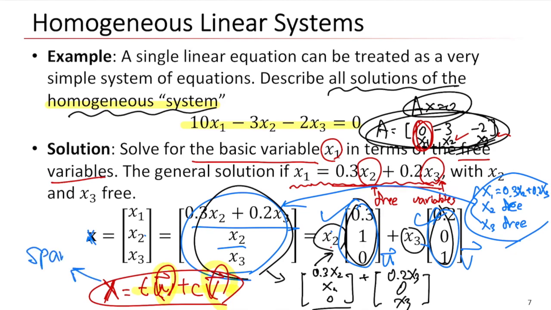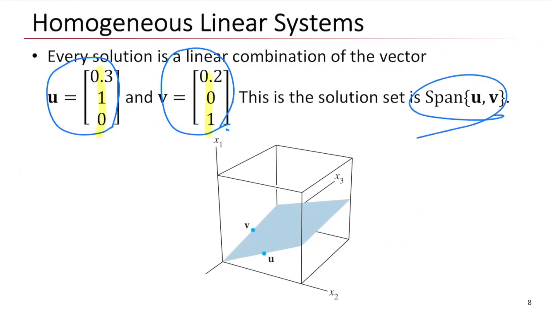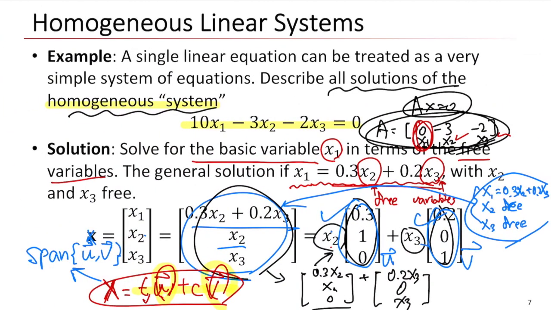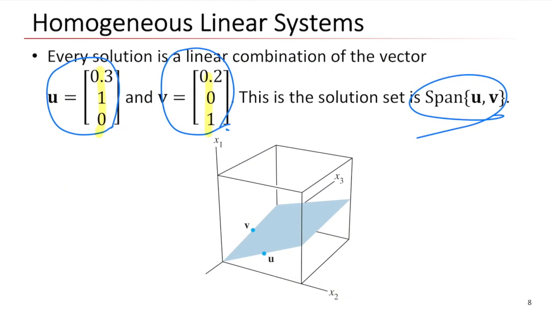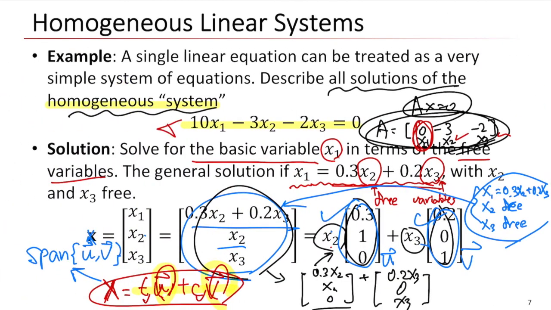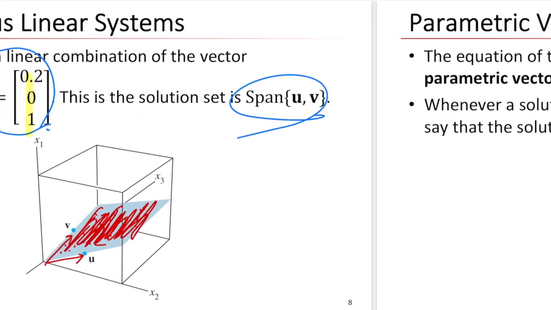This is the span of vectors u and v. What does it mean? By varying t and c, we can determine many solutions here. They will establish a plane in 3D space according to the vectors u and v, like this, right? So the solution of this homogeneous linear system will be a plane, right?